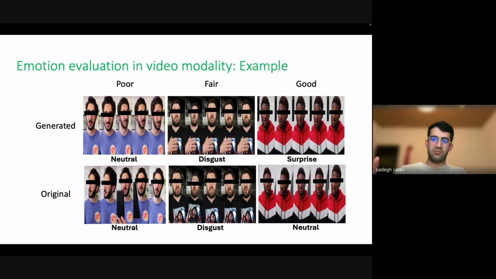Because some of the videos have some problems, the user cannot easily detect the emotions in the video, like this one. And as you can see, even for some poor videos, the predicted emotion and the target emotion are the same, but for some good videos it's not the same. So it means sometimes it's not correlated.